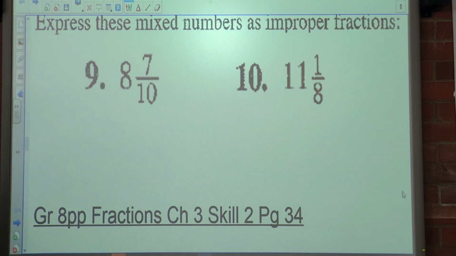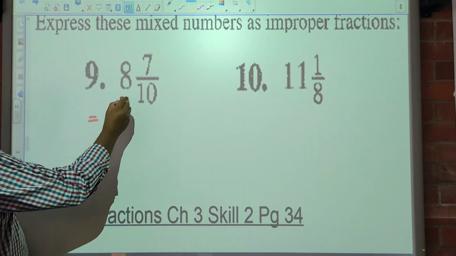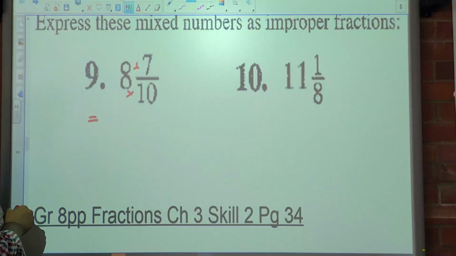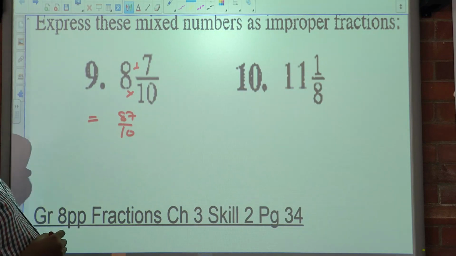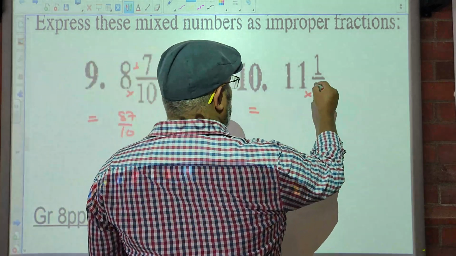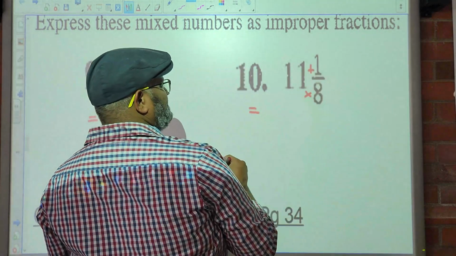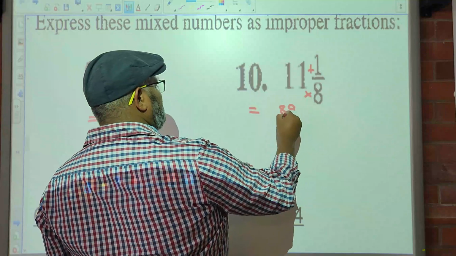Number 9. Again, we multiply and we add. 8 times 10 is 80 plus 7 is 87 over 10. You all agree with that? The next one, we multiply and add. So it's 8 times 11 is 88 plus 1 is 89 over 11.